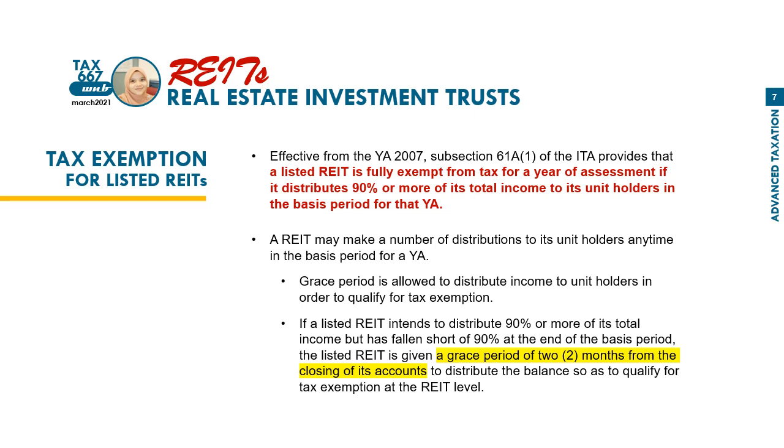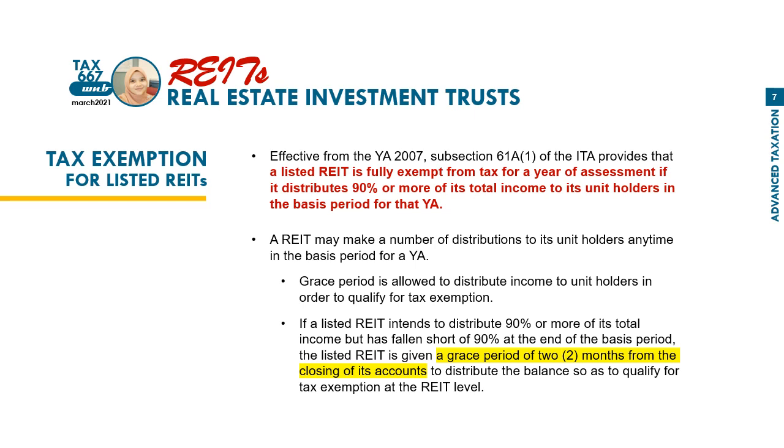Okay, so ada beberapa point here. Section 61A besar kata listed REITs. So, point yang pertama, listed REITs. Point yang kedua, fully exempted from tax. Akan tak payah bayar tax langsung untuk tahun taksiran tu. Point yang ketiga, if it distributes 90% of its total income to its unit holders. So, ada 3 point: listed REITs, exempted from tax, syarat dia distribute 90% ataupun lebih daripada total income for that YA to its unit holders. Ada 3 point penting untuk you betul-betul absorb here.